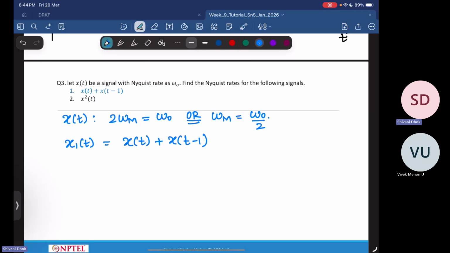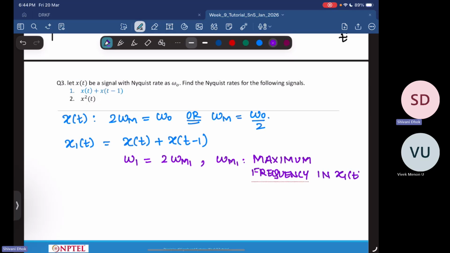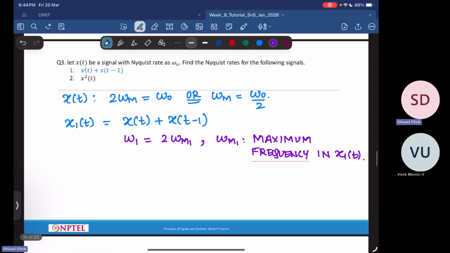Okay. Then what is the Nyquist rate for this signal? Let's say omega 1 is the Nyquist rate for this signal. It will be 2 times omega m1, where omega m1 is the maximum frequency in x1 of t.